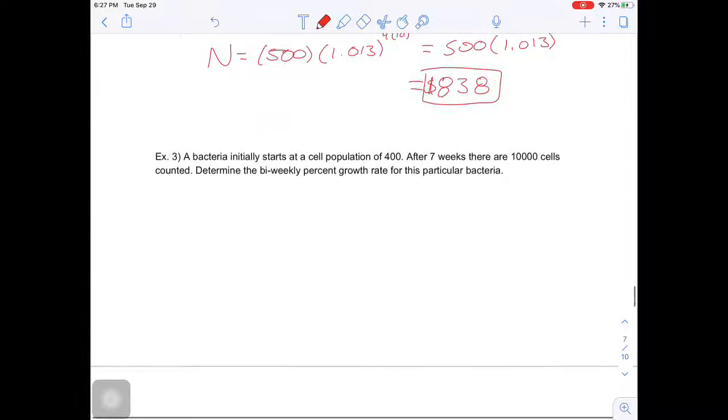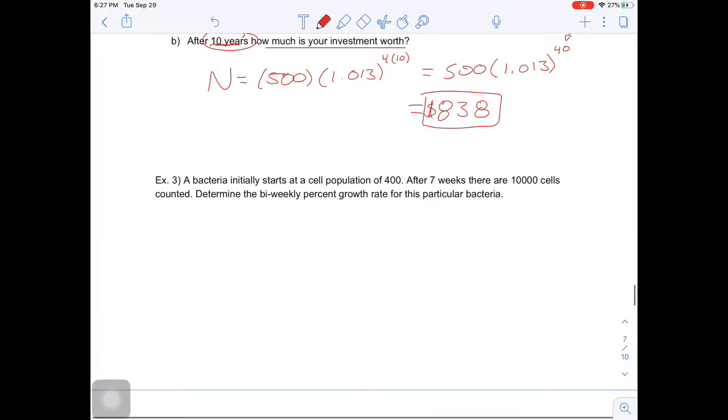Let's go on to example 3 here. So example 3, a bacteria initially starts at a cell population of 400. After 7 weeks, there are 10,000 cells counted. Determine the biweekly percent growth rate for this particular bacteria. Okay, so first of all, what does biweekly mean? Biweekly means every 2 weeks.